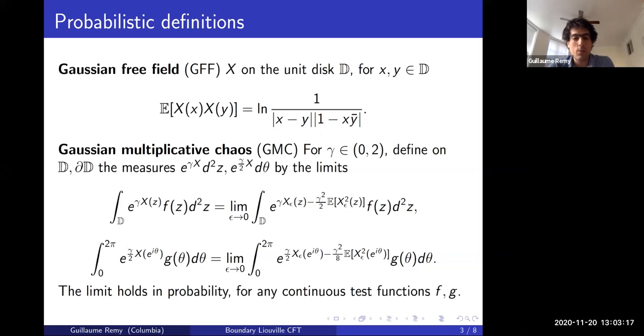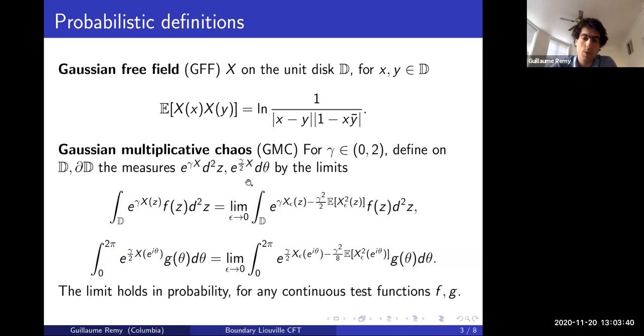Okay, so this first slide was physics, it was not rigorous probability, so now I'm going to introduce the objects in probability that are going to allow us to make it rigorous. The first thing we need is just the Gaussian free field X on the unit disk. It's logarithmically correlated with this covariance function. It has infinite variance at a point, so it's actually not defined pointwise. It's defined as a random distribution.